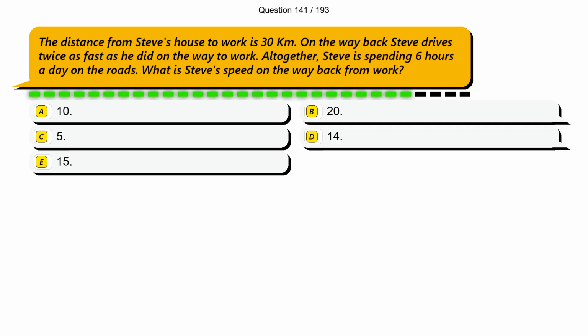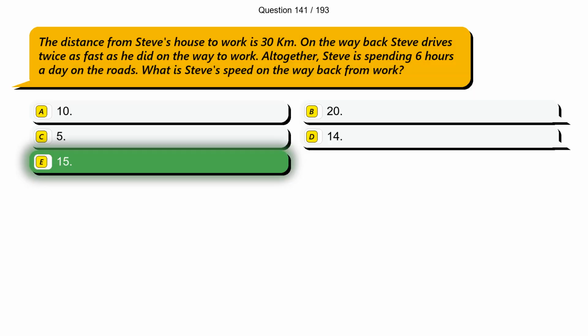Question 141. The distance from Steve's house to work is 30 kilometers. On the way back, Steve drives twice as fast as he did on the way to work. Altogether, Steve is spending 6 hours a day on the roads. What is Steve's speed on the way back from work? Option A 10, option B 20, option C 5, option D 14, option E 15.